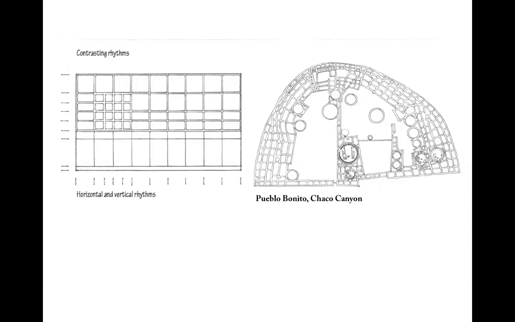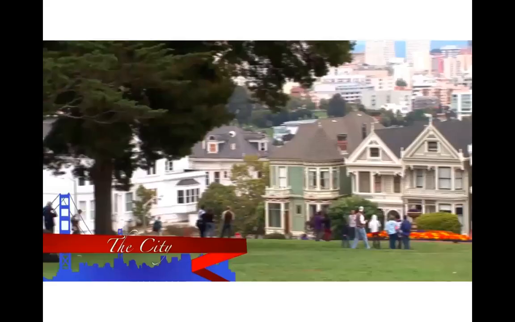Rhythmic patterns provide continuity and lead us to anticipate what comes next. So you can see here contrasting rhythms, horizontal and vertical rhythms. These are the Victorian facades in San Francisco. Multiple rhythms can be laid over one another in the facade of a building.